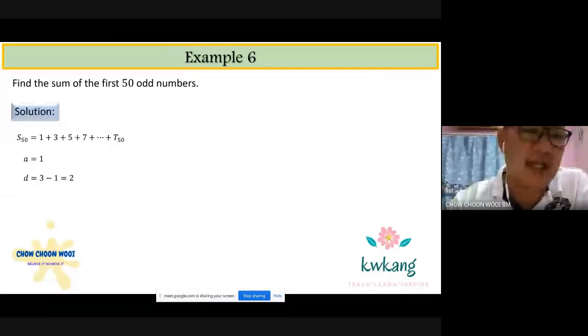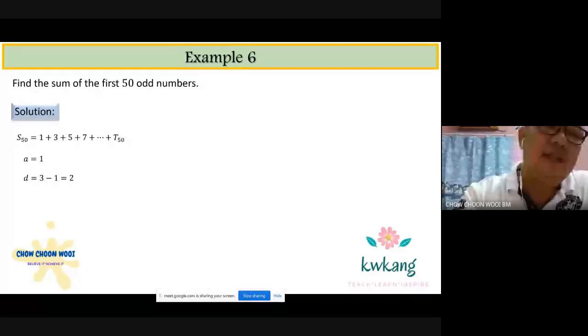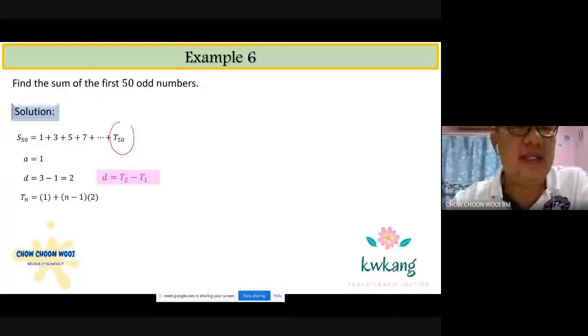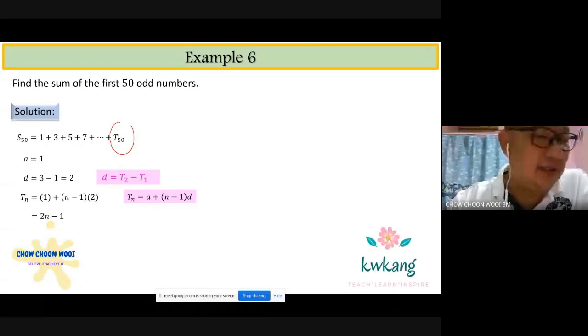Lepas ni agak-agak kita nak cari apa? Kita nak cari T50 pula lah. Okay. So Tn is equal to 1 plus n minus 1 D. Right. So this is equal to 2n minus 1. From here, can you please find T50?